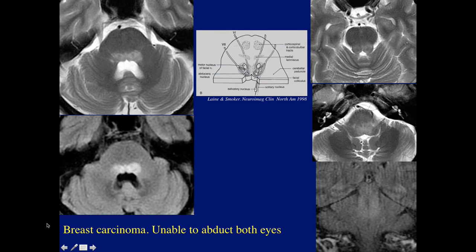This was a patient with breast carcinoma and was unable to abduct both eyes. And again, a similar lesion here. We weren't sure if this was really metastatic disease or reaction to the chemo and radiation, because there was really no enhancement, but there was this very abnormal signal, again involving both 6th nerve nuclei.